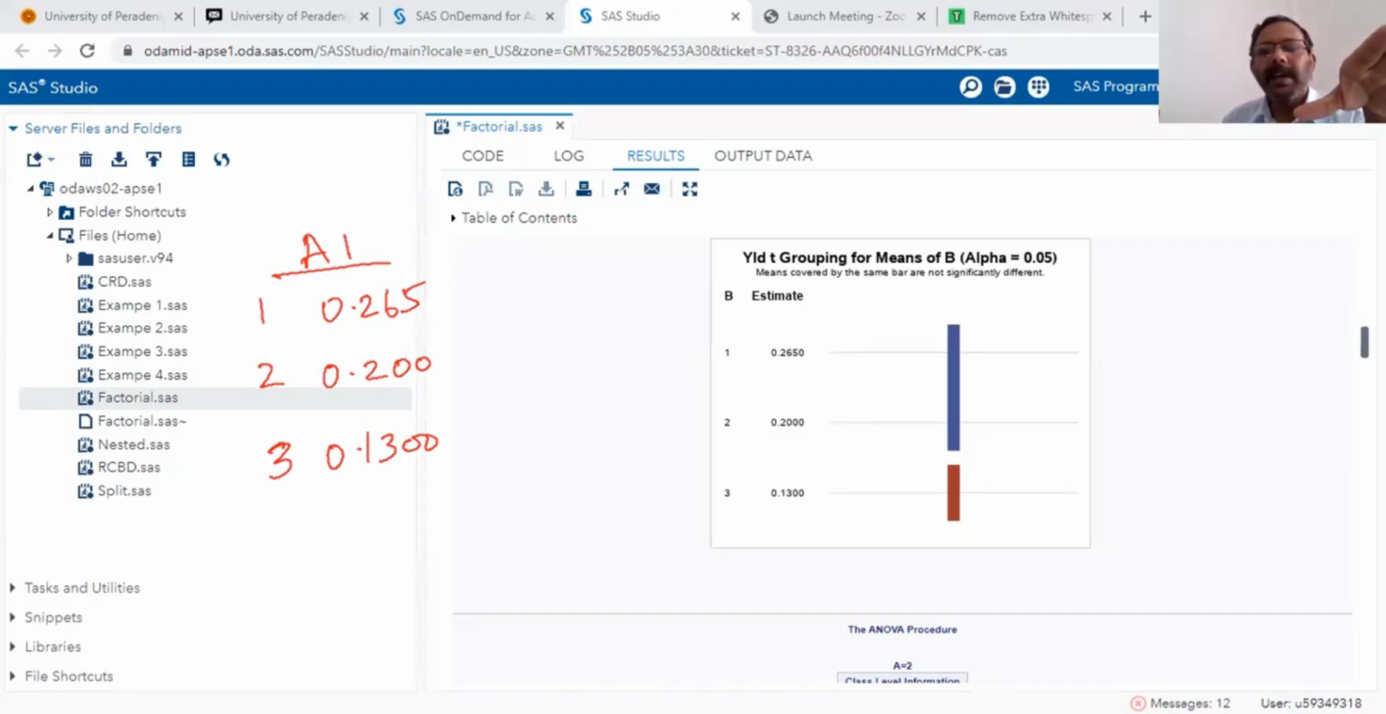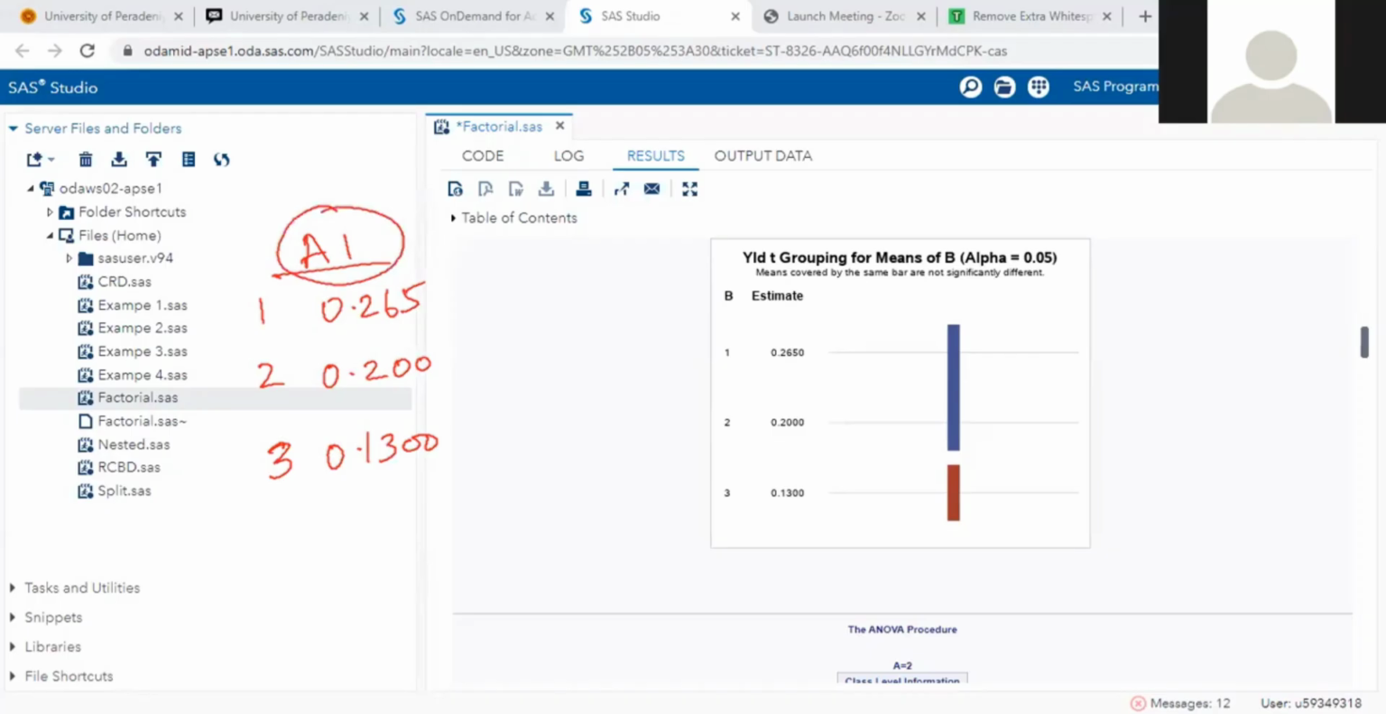Only here we are doing the mean separation. There is no difference between the first level of B and the second level of B. So that means we can say these are the same, A and A. The third level of B is different under the circumstance of A1. Right? Now, this is how we can explain.